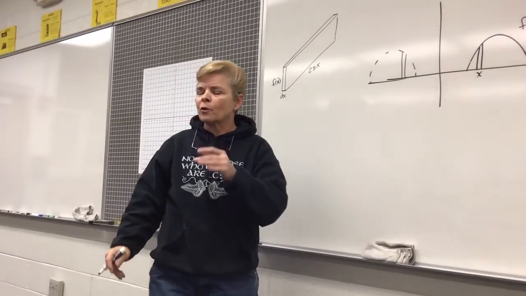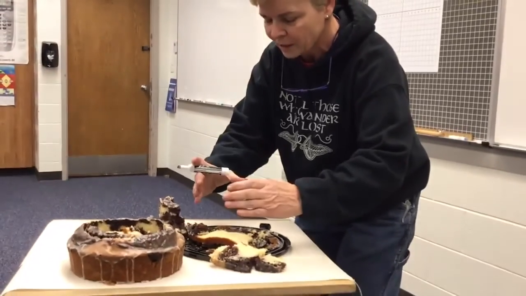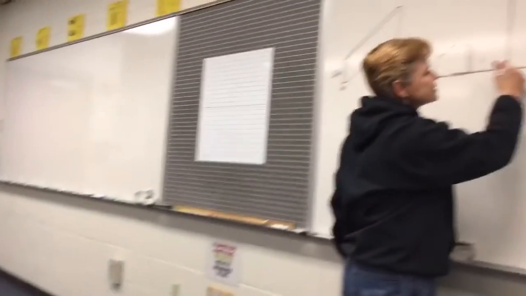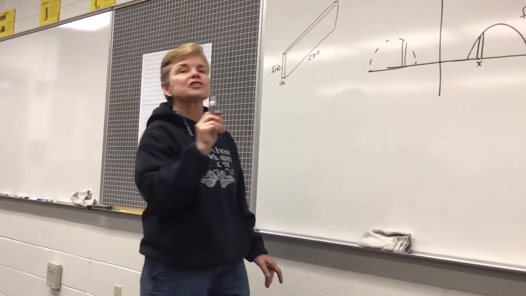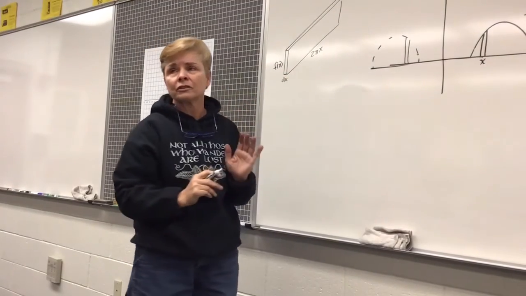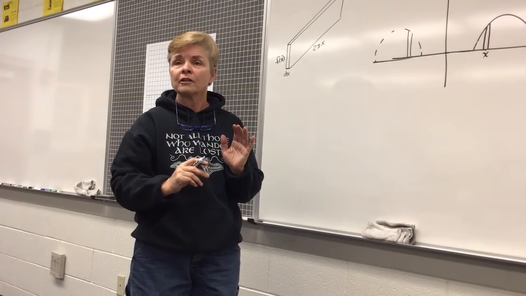Listen to me. When this thing was sitting in a circle right here, before I cut it, it was sitting like this. What was the radius of that slice? Wasn't it x? Yep. And what is the circumference of that slice? 2 pi r, which is 2 pi x. You follow that?